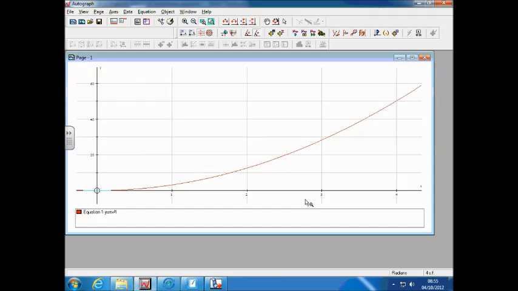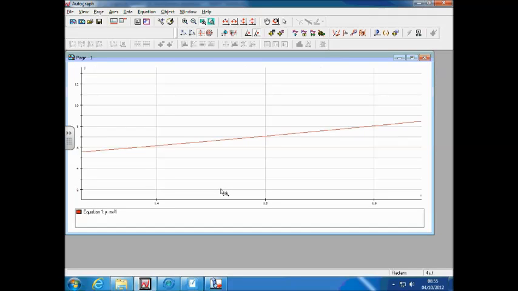There it is. And if I wanted to see what actually is the volume when the radius is, say, 1.5, then I can zoom box in on the 1.5 bit, which is just here. And I can read off what the volume is when the radius is 1.5. Okay?